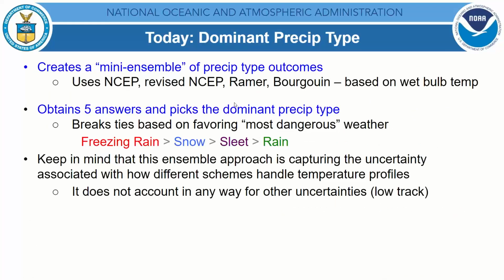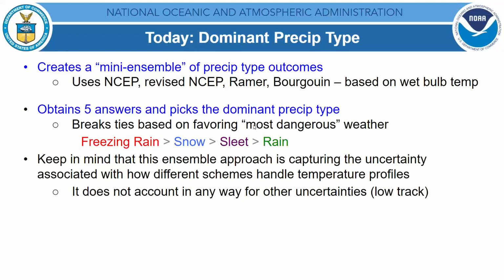Now today, the models use something called dominant precipitation type, and this is essentially a kind of a mini ensemble or group of different precipitation type outputs. So it uses the original NCEP, one that's called a revised NCEP, and then the Raymer and the Bourgeois, and they're based upon the wet bulb temperature primarily. So it obtains 5 answers and picks the dominant type out of the 5. So if there's a tie, it is based on the most dangerous weather. So freezing rain gets more weight than snow, which gets more weight than sleet, which gets more weight than rain.